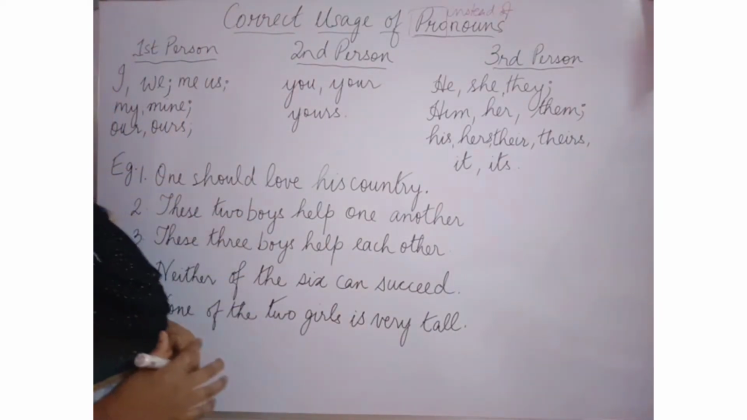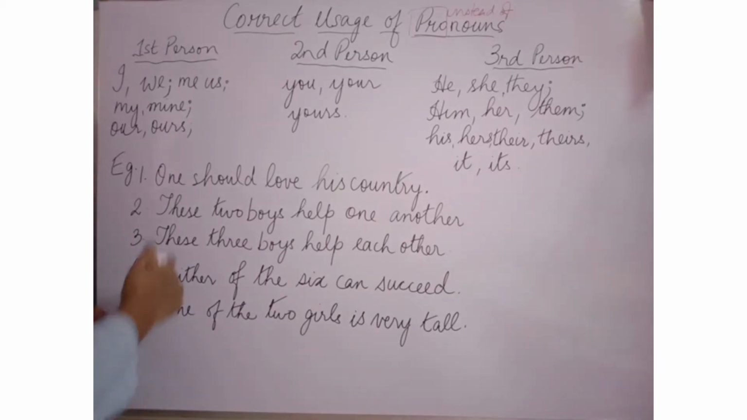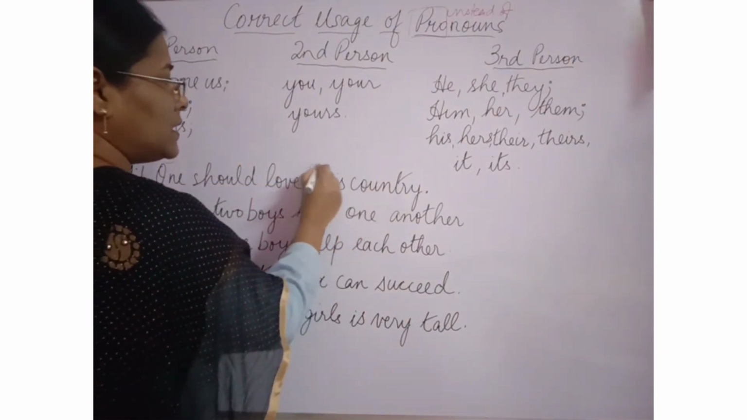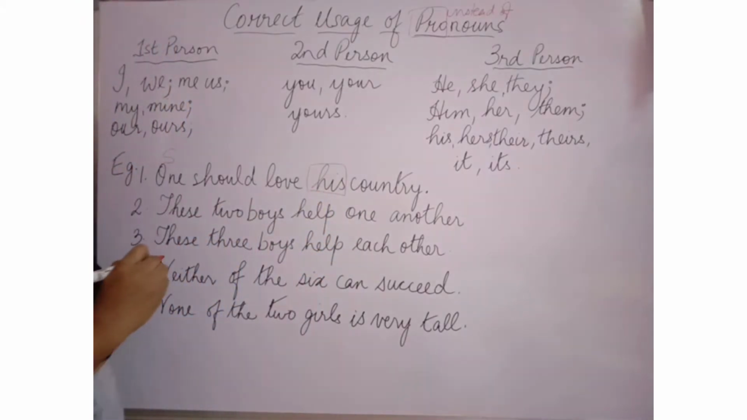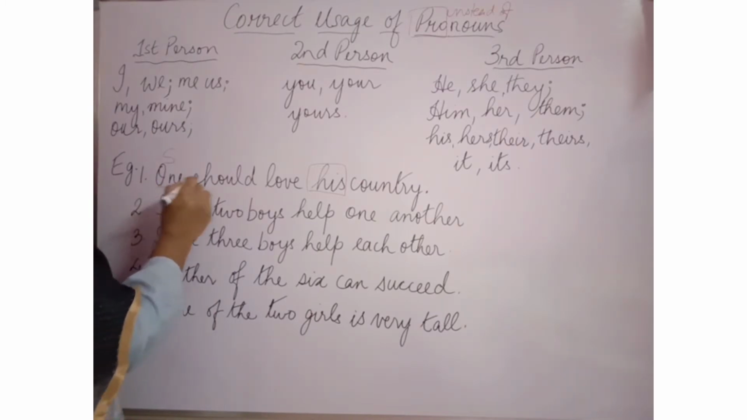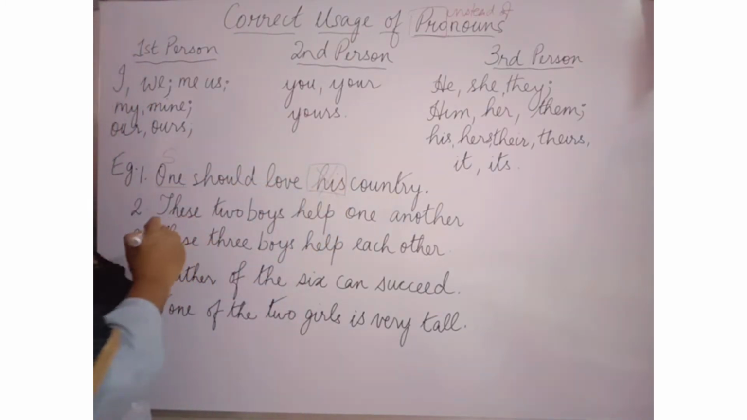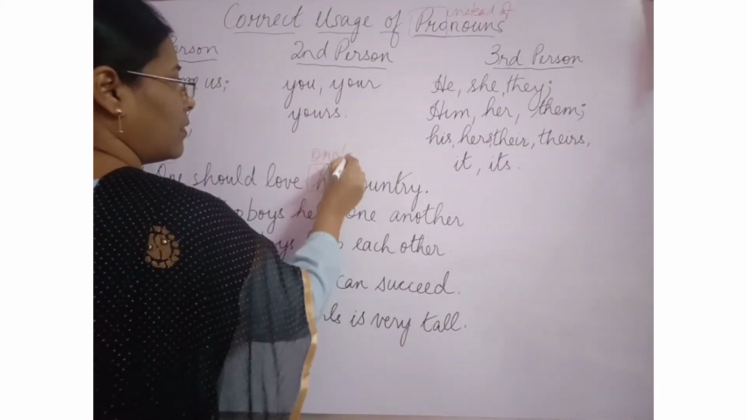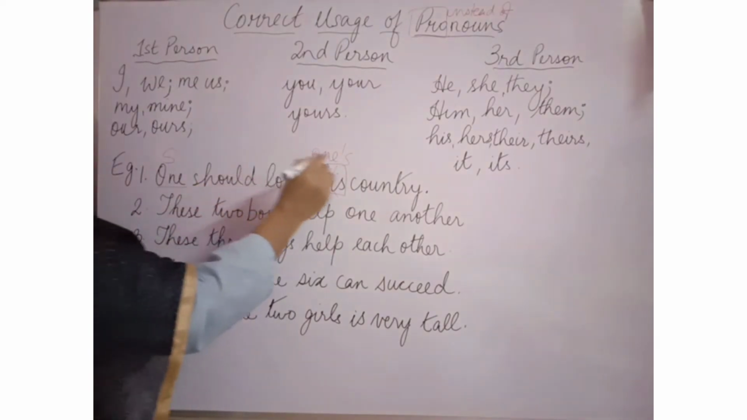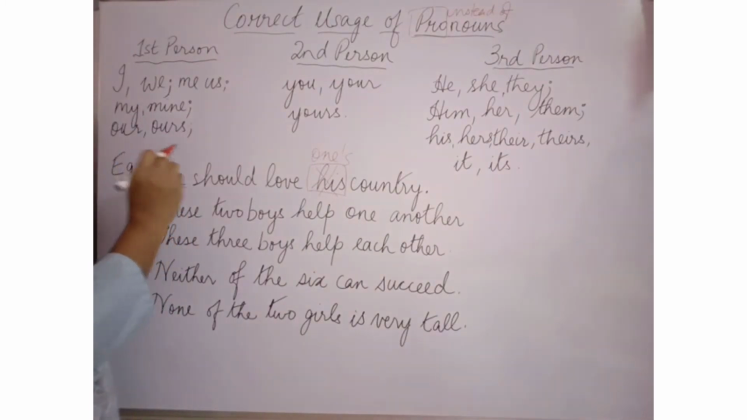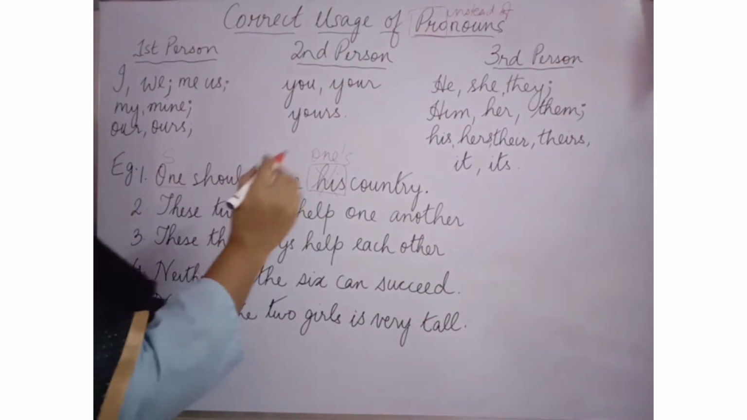Now, take the example number 1. One should love his country. Now, you see, one here is the subject. One should love his country. Now, his is the possessive pronoun. But here, because one is the subject, we cannot use his here. It's wrongly used. So we have to use here one's. One should love one's country. So in the possessive case, if one is the subject, we need to use one's and not his or hers.